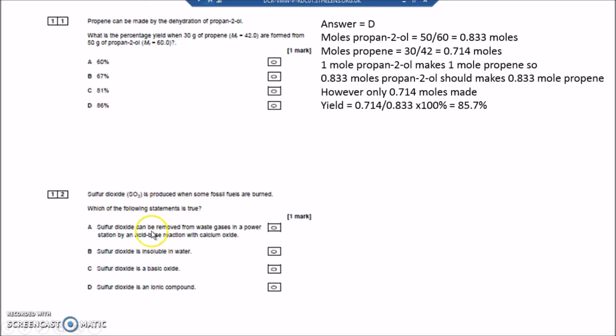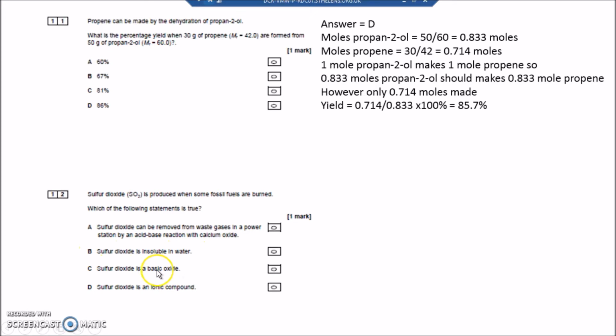Which of the following statements is true? Let's try and rule out what's not true. Sulfur dioxide is insoluble in water. No, we know sulfur dioxide is responsible for acid rain. It dissolves in rainwater and forms something called sulfurous acid, which reacts with oxygen out of the air and forms sulfuric acid and kills fish and plants. So no, it's not insoluble in water. It's very much soluble in water.